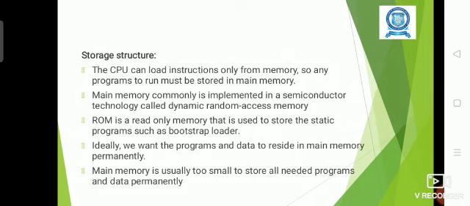So already we have studied something about the storage structure. The main memory is the memory that can be directly accessed only by the CPU. So the executable code has to be present in the main memory, then only can it be accessed by the CPU. The main memory is implemented with the help of semiconductor technology, and especially dynamic random access memory is used as the main memory. ROM is used for other reasons, to store static programs such as the bootstrap loader.